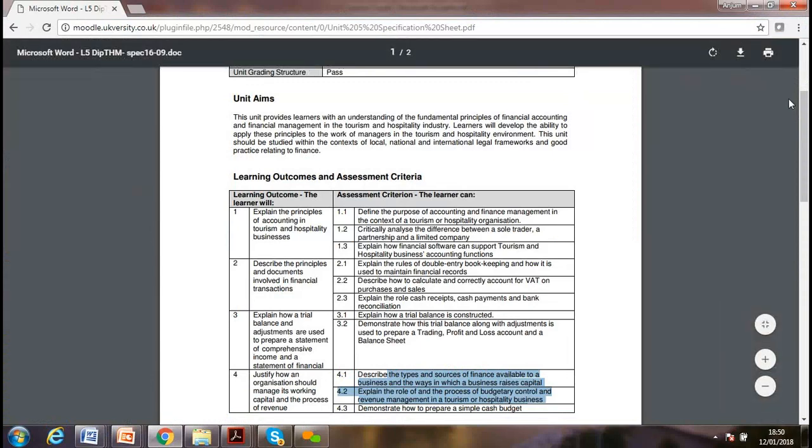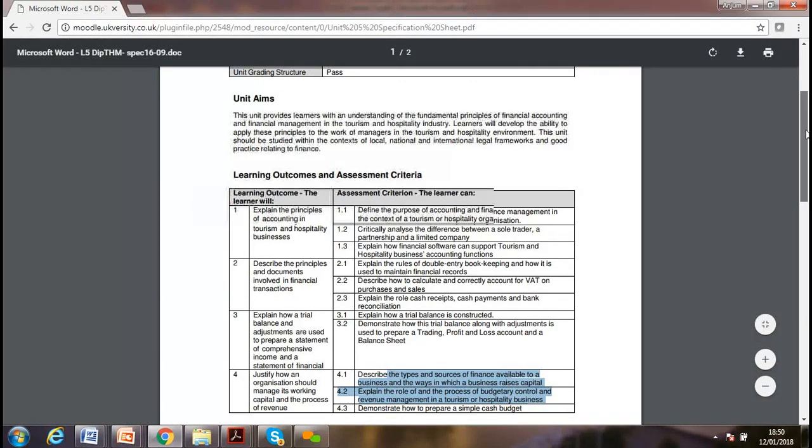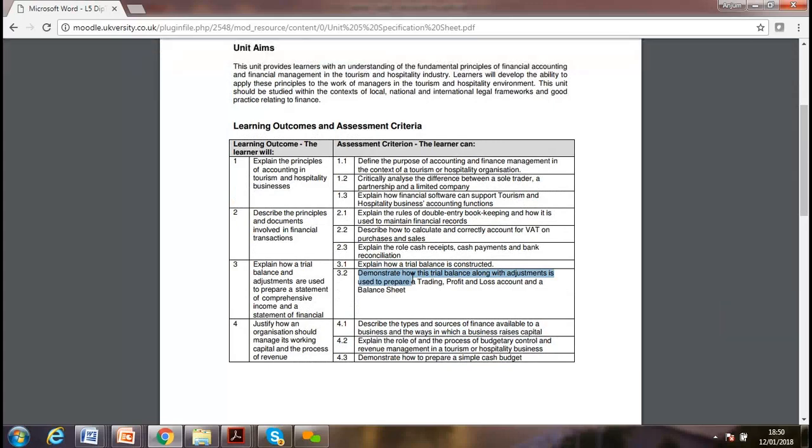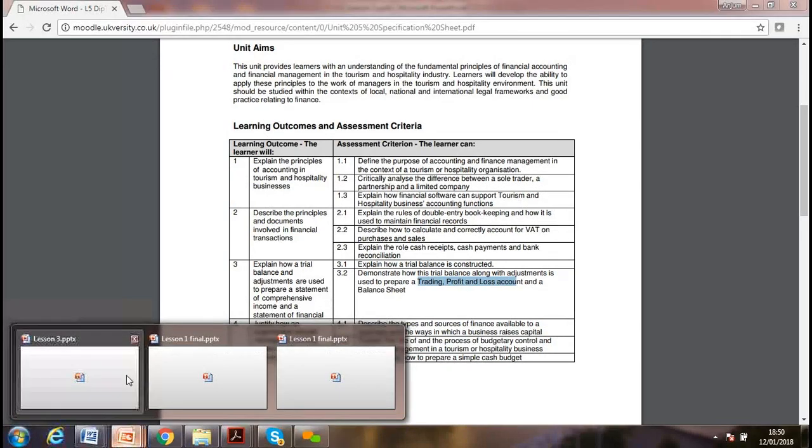So next we are looking at the learning outcome. First, explain the trial balance. Demonstrate how the trial balance adjustment works. Adjustment means sometimes we have missing things which we need to add within a trial balance, which we'll go through. Next we are looking at the statements called profit and loss account and the balance sheet.